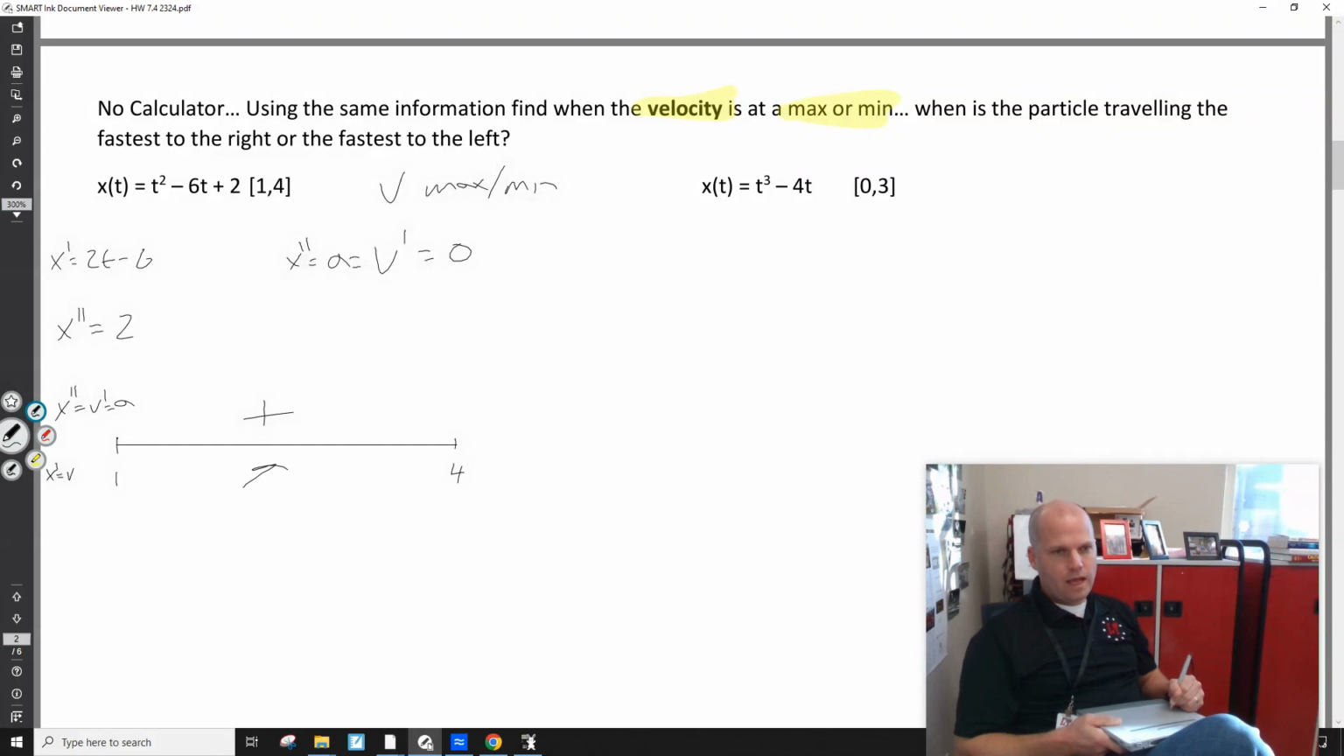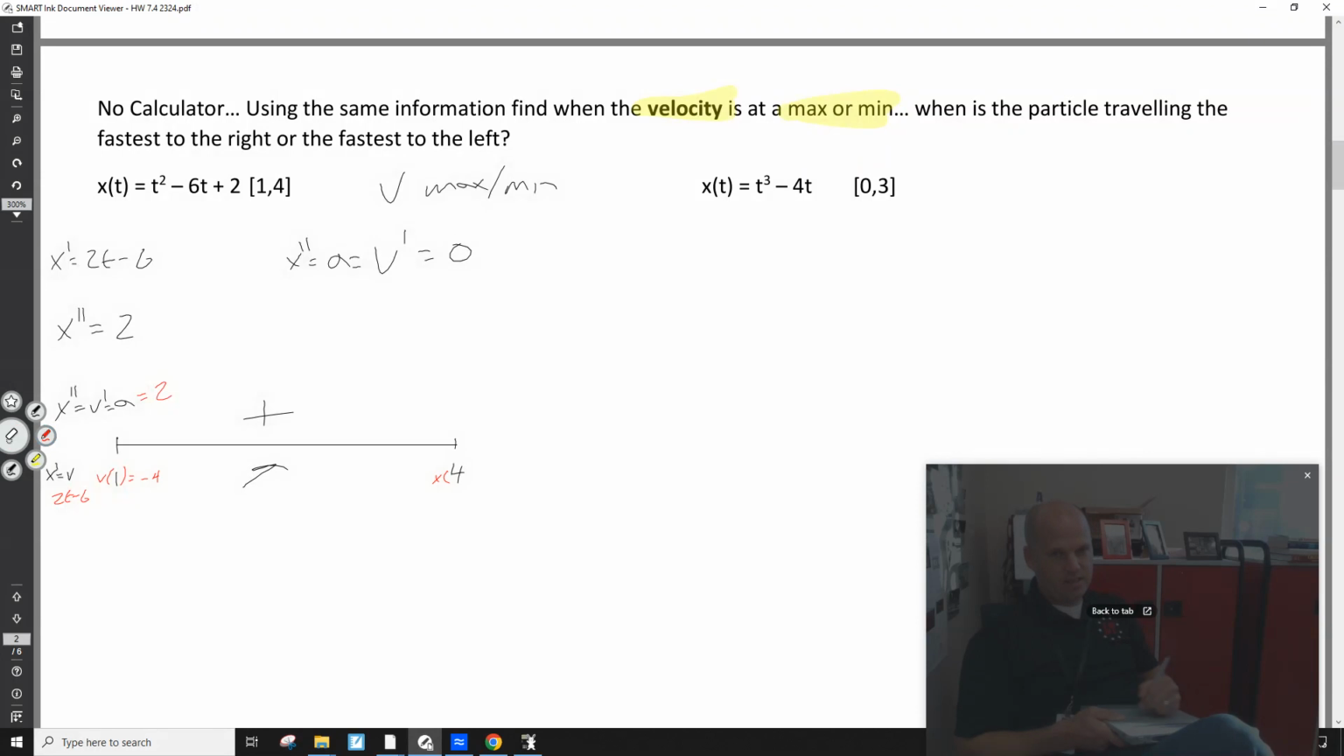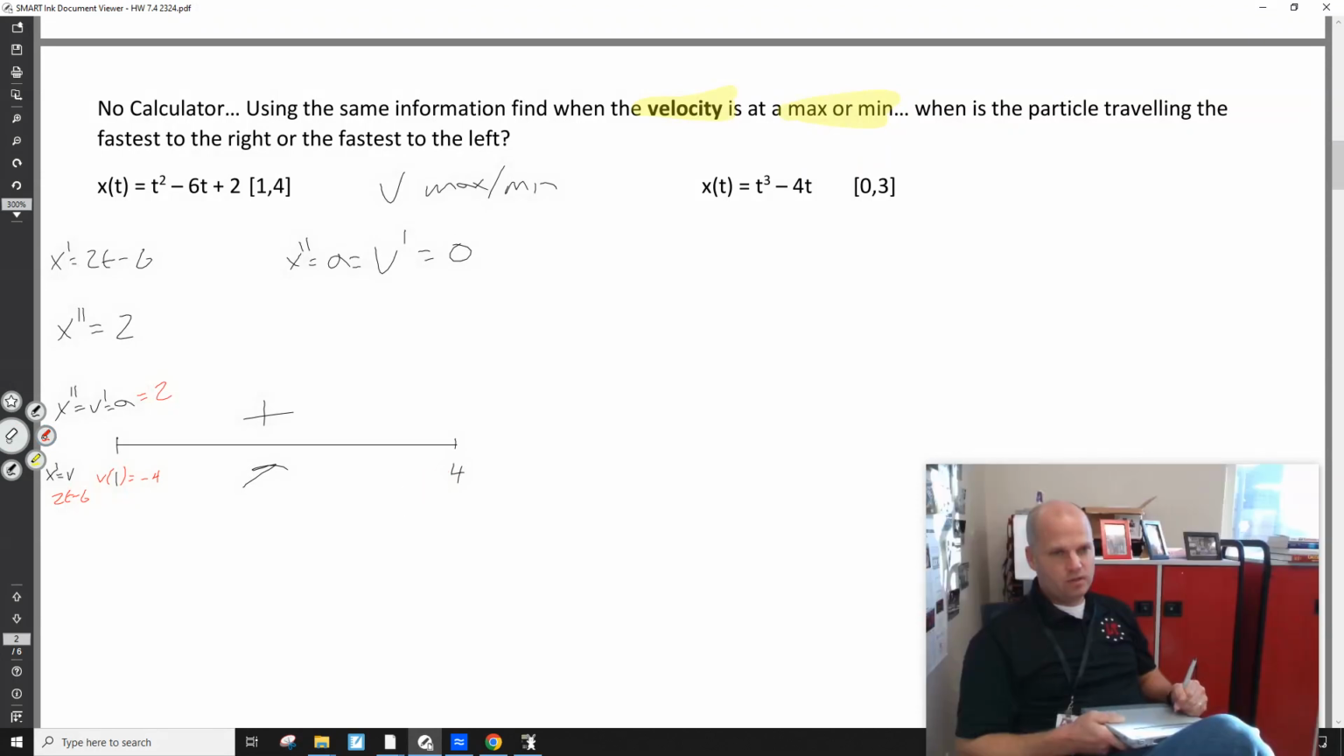Now, this equation is 2t minus 6. You can find your velocities at time 1. The velocity at time 1 is -4. The velocity at time 4 is going to be bigger than that. Again, this is not position. Why did I write that? This is velocity. My derivative at 4 is 8 minus 6, which is 2. I go from -4 to +2. I have accumulated my second derivative to show that I've increased 6.